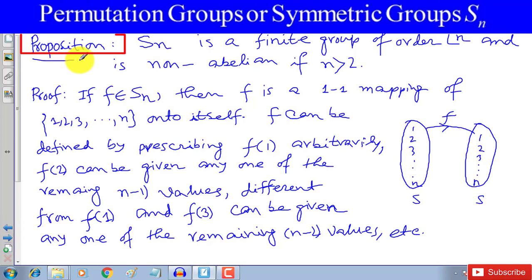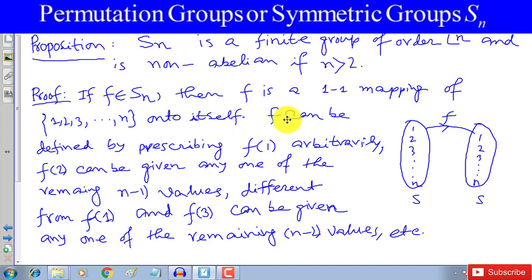Proposition. Sn is a finite group of order n factorial and is non-abelian if n is greater than 2. Proof. If f belongs to Sn, then f is a one-one mapping of the set {1, 2, 3, ..., n} onto itself.